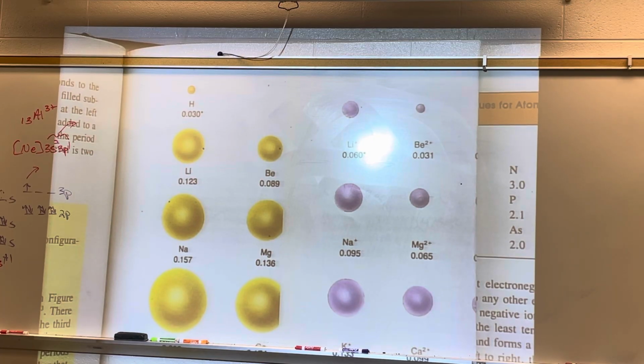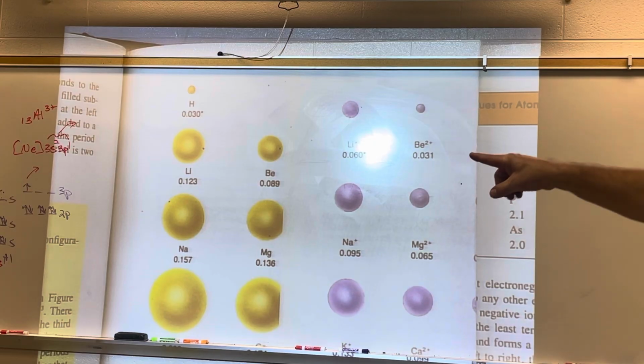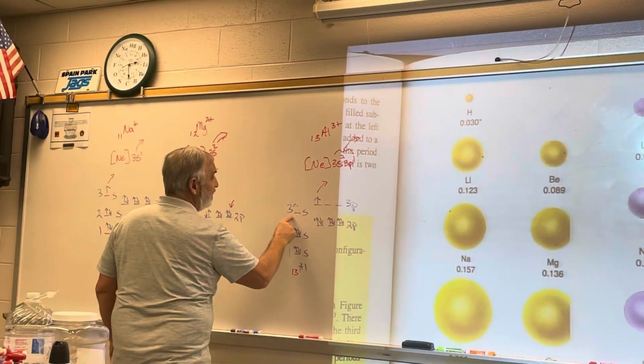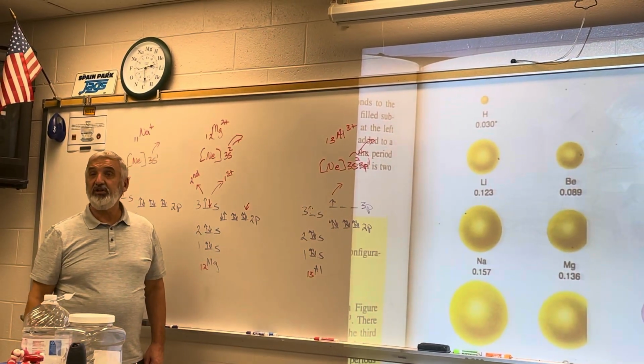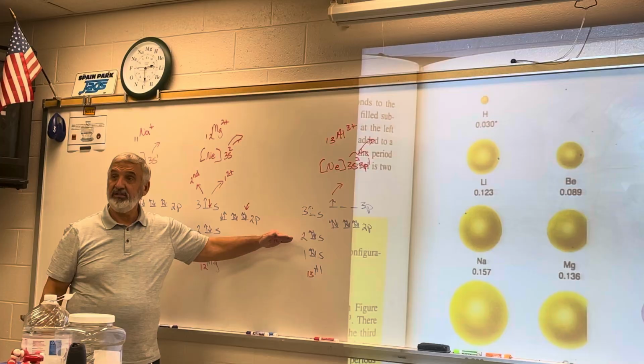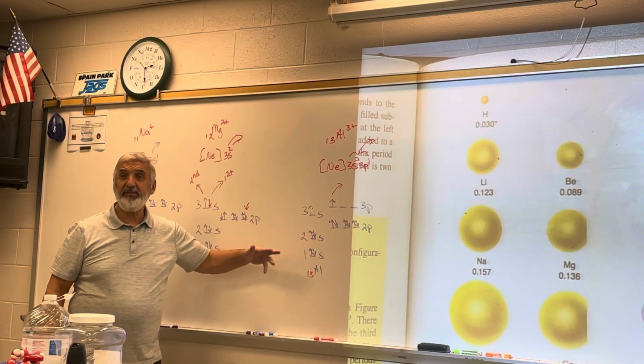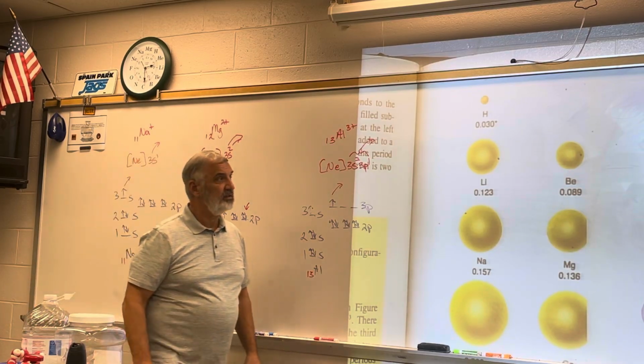But is that not only with one on the outside? No, magnesium's lost both of them out of the 3s. Aluminum's lost all three, the P and the 3s. You lose the entire valence shell. So cations are always going to be significantly smaller. So what does that mean about anions? They're going to be significantly bigger.